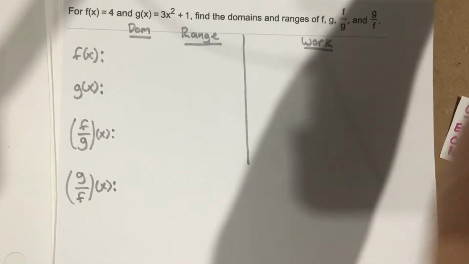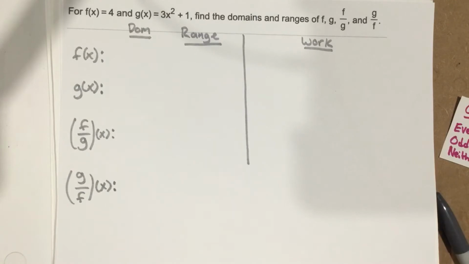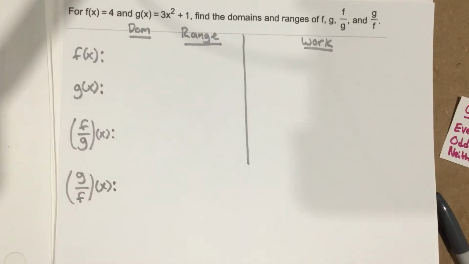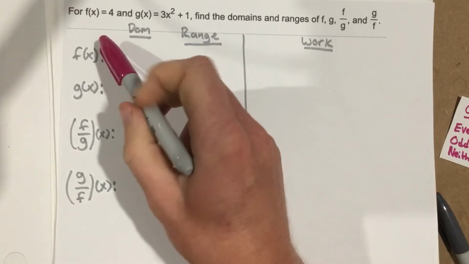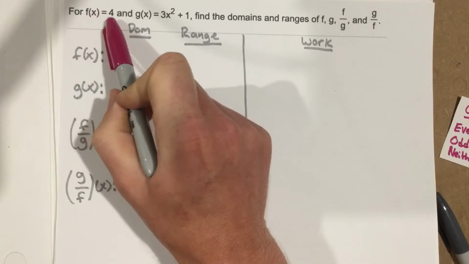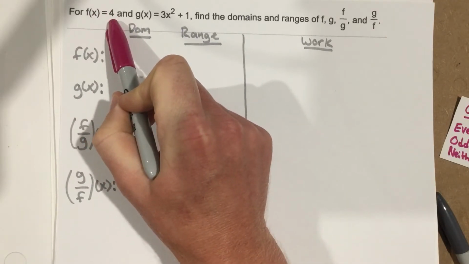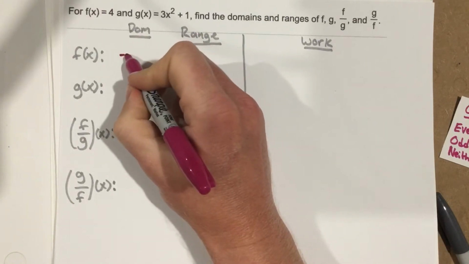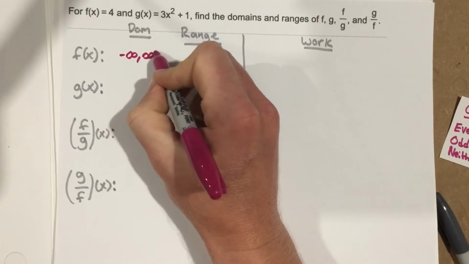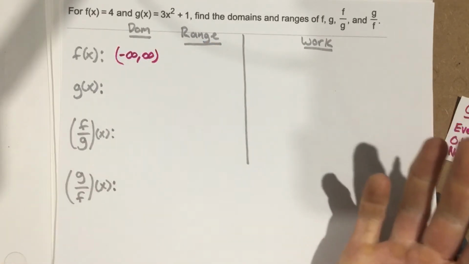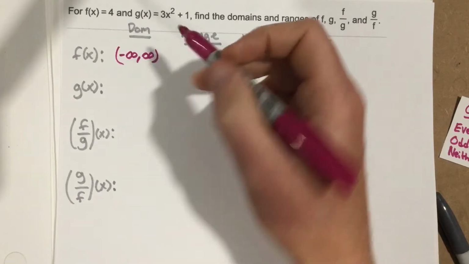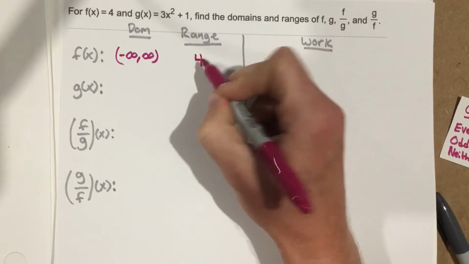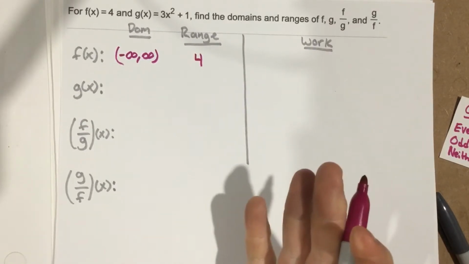So now we need to start doing some work for this. For f of x, what's the domain for the f of x function? Well, f of x equals 4, so this is pretty simple. You can plug anything into this function because the output every single time is 4. So the domain of this function is going to be negative infinity to infinity, because no matter what you plug in, you get an output of 4. And the range then is going to be just 4, because the only thing that you get for an output is 4.